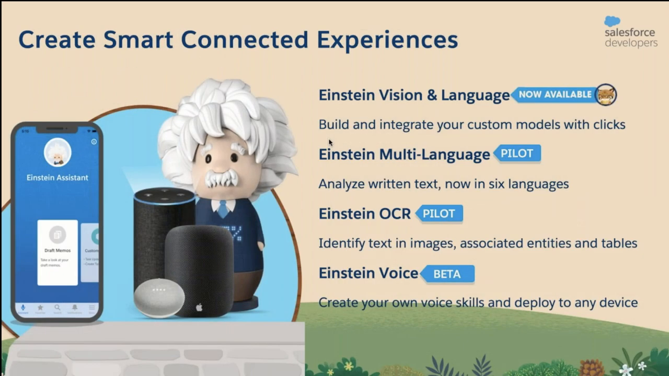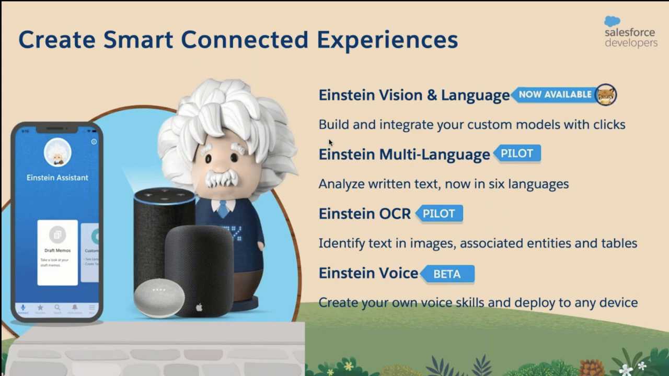Now, the next one about connection is all about Einstein. So we have introduced Einstein Vision and Language quite a while back, and you had to write some command line code in order to create your models. But now there is a new app that is available on the AppExchange with which you can build your model with clicks. We have also piloted Einstein multi-language, which means your sentiment API and intent API can now work with up to 6 languages. This is in the pilot phase.